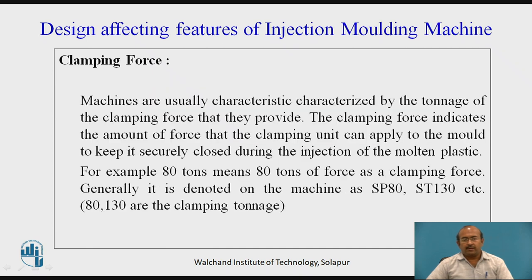Moving to the next parameter, clamping force. Machines are usually characterized by the tonnage of the clamping force that they provide. The clamping force indicates the amount of force that the clamping unit can apply to the mold to keep it securely closed during the injection of the molten plastic. For example, 80 tons means 80 tons of force as a clamping force. Generally, it is denoted on the machine as SP80, ST130, etc., where 80, 130 are the clamping tonnage.